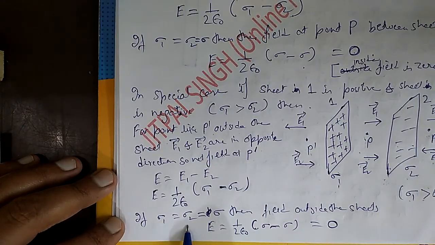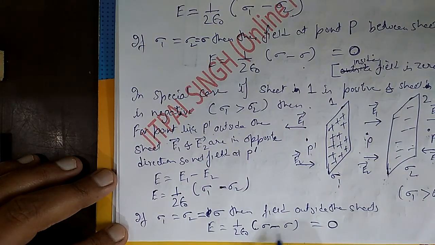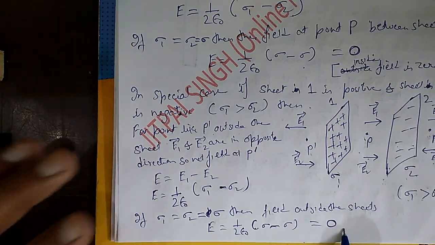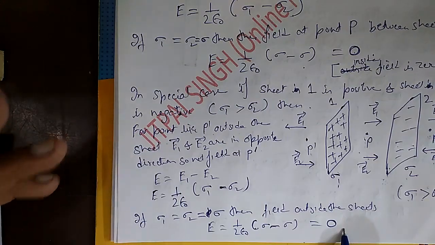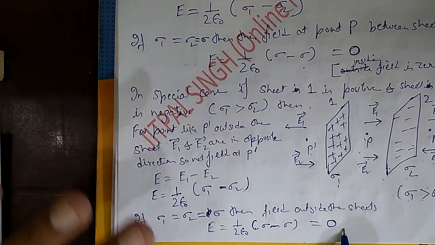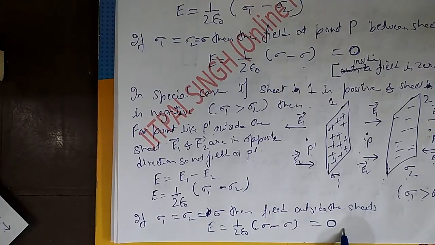If sigma 1 equals sigma 2 equals sigma, then the field outside the sheets is E equals 1 by 2 epsilon naught, sigma minus sigma, equals 0. Remember, if we imagine two infinite sheets having positive and negative charge and the same surface charge density, then the field outside is everywhere 0. It is a very important part.